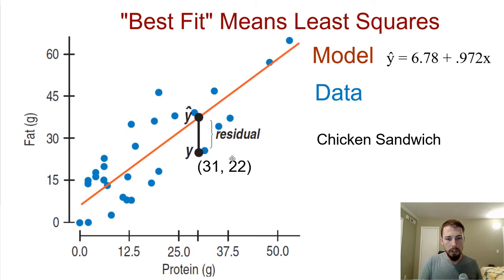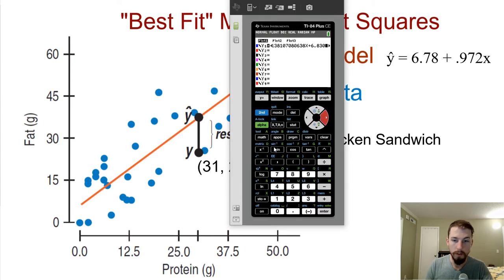So the residual that we would do is we would subtract from what we got from the model. The residual is equal to the actual minus the predicted. So we would take the actual value of 22, and subtract the predicted from it. If we wanted to find out what the prediction was, we can actually evaluate the function there. So I'm going to go to variables, Y variables, function, Y1, and evaluate my function at 31 grams. For 31 grams, I would expect it to have that much fat content.